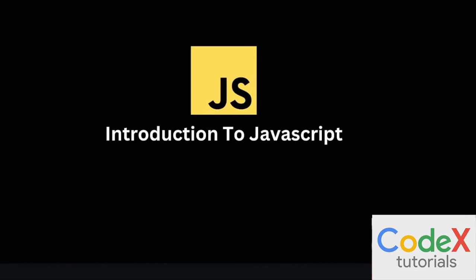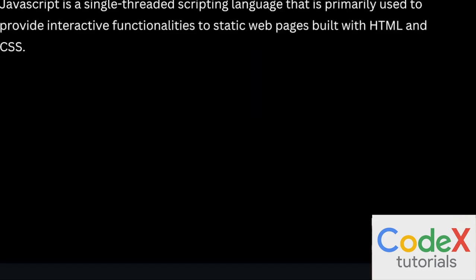Now, before we jump into any practical stuff of JavaScript, it's important that we understand what JavaScript is all about, what the context of JavaScript is, and what the core definition of JavaScript is. JavaScript is essentially a single-threaded scripting language that is primarily used to provide interactive functionalities to static web pages built with HTML and CSS.